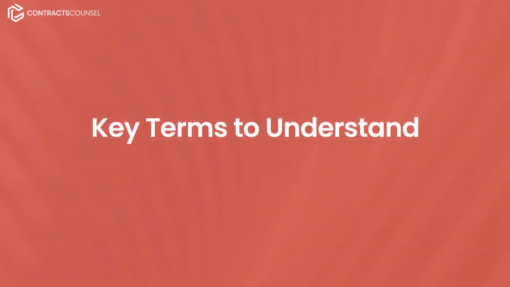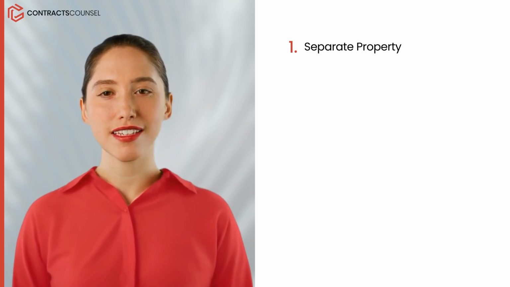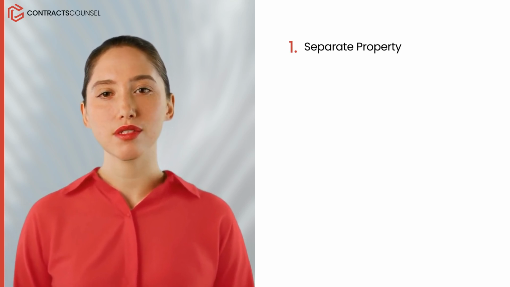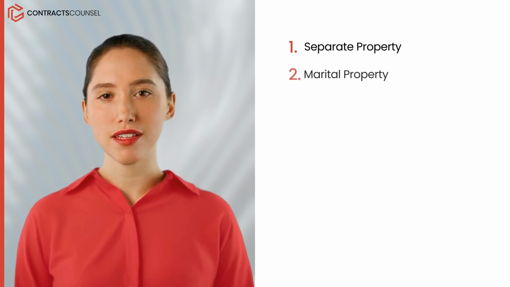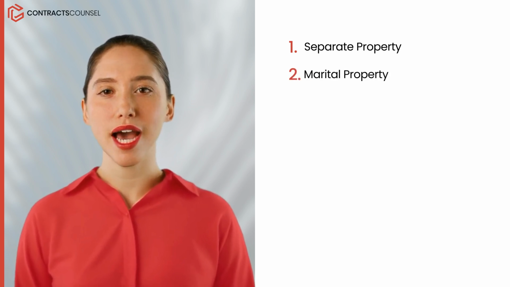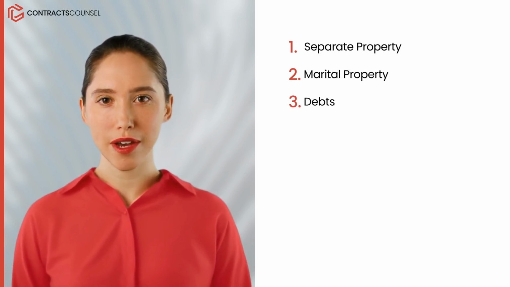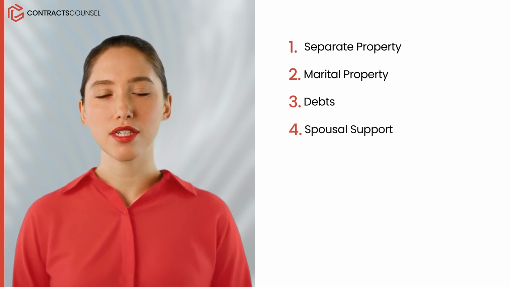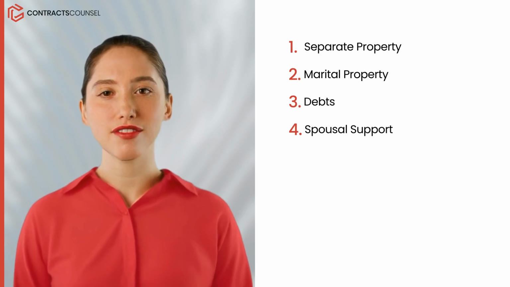Key terms to understand. Prenups contain many important terms that you should understand. Here are some key terms to look for. 1. Separate property. This section clearly defines what each party owns before the marriage and how it will be handled in the event of a divorce. 2. Marital property. This outlines how assets acquired during the marriage will be divided. 3. Debts. This details the responsibility for debts incurred before and during the marriage. 4. Spousal support. This addresses the terms and conditions for spousal support or alimony in the event of a divorce.